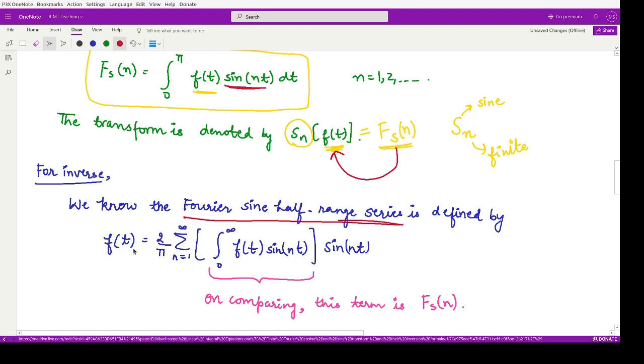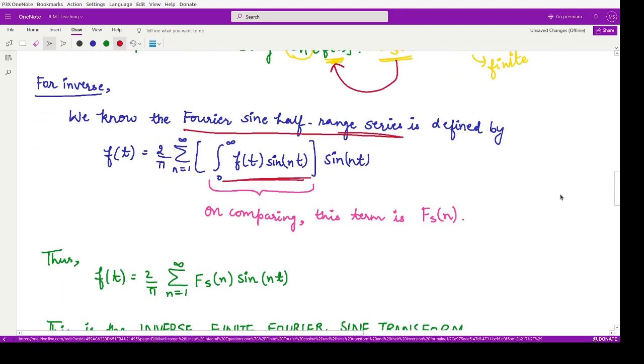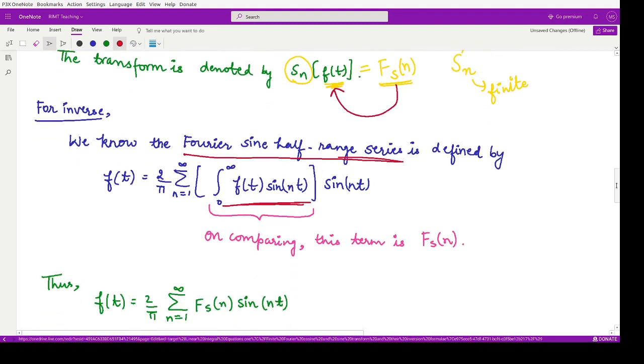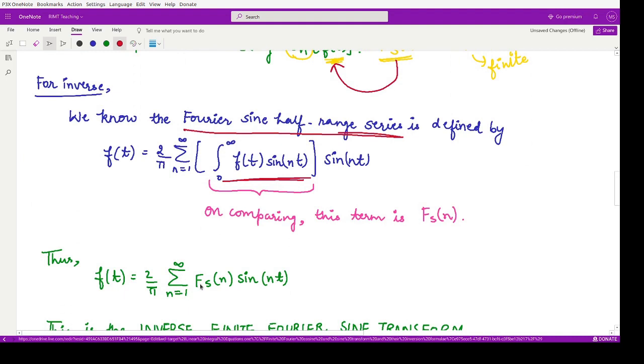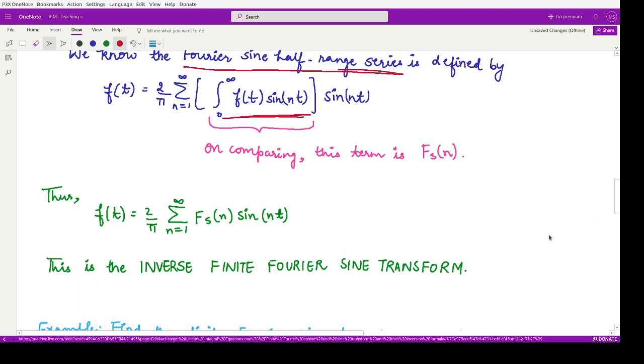So it is given by f of t is equal to 2 by pi, summation n varies from 1 to infinity, integration from 0 to pi, f of t sine nt sine nt. So now when you compare this expression with this one, you will see the value of this term is nothing but f s of n. So our series finally becomes f of t equal to 2 by pi, summation n varies from 1 to infinity, f s of n sine nt. This is the inverse finite Fourier sine transform that you obtain.